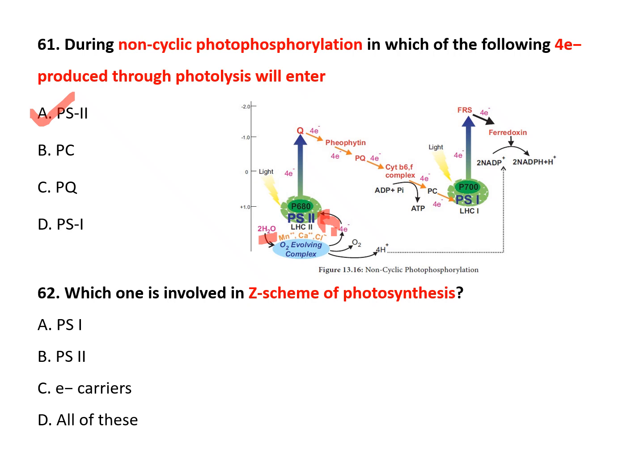The next question, number 62. Which one is involved in Z scheme of photosynthesis? Option A, PS1, option B, PS2, option C, electron carrier, option D, all of these. Correct answer is option D, all of these.